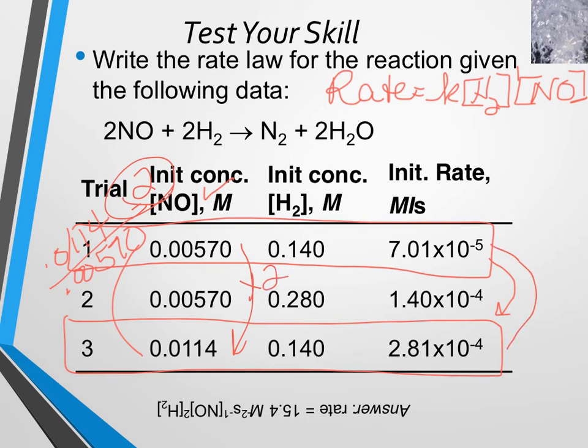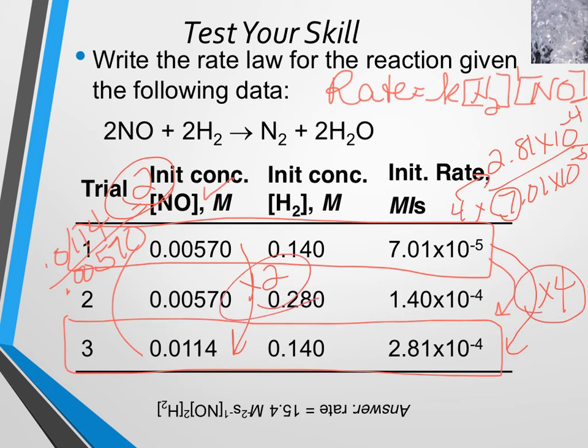What has happened to the rate between trials 1 and 3? You can put that in your calculator if you want. Here's the ratio. But I can tell just by looking, 7 times 4 is 28. I can tell that's going to be quadrupled. Okay, so when there's a quadrupling effect, the order with respect to that reactant is second order. And so here is our generic rate law.